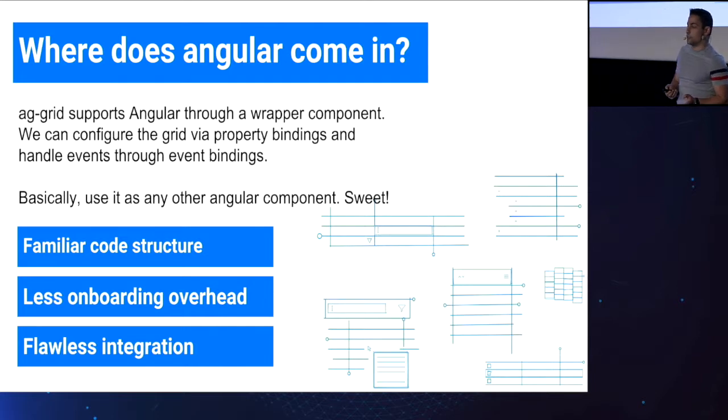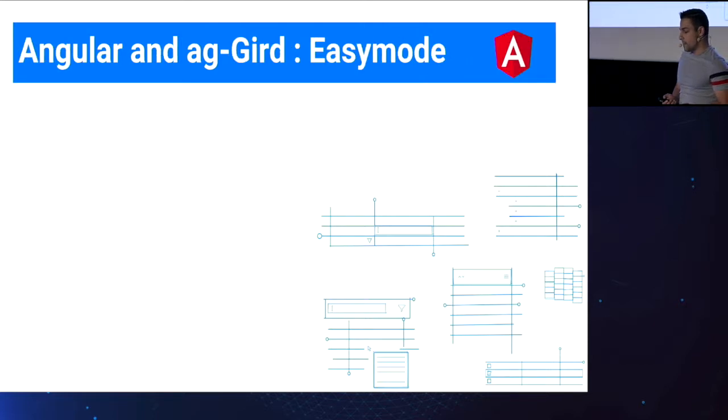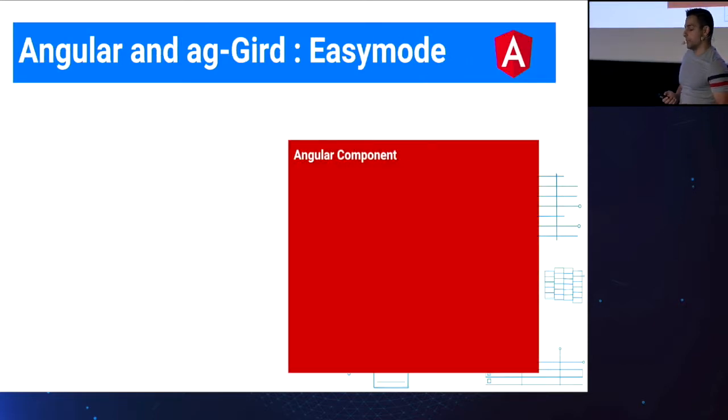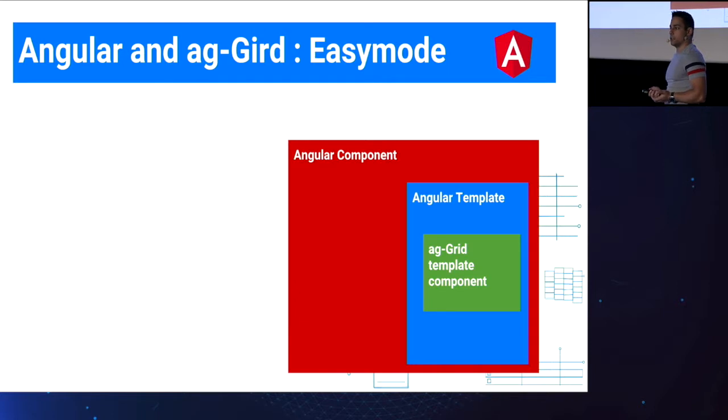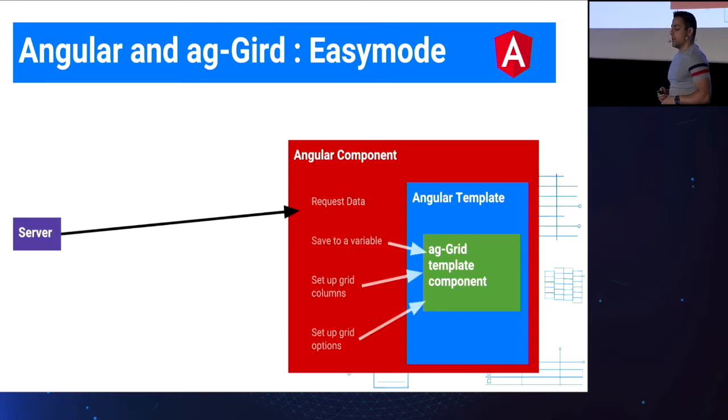The reason it works well with Angular is because it's familiar code structure, there's nearly no onboarding overhead, and it's a flawless integration, which you will see in a second. So what we'll do is build this. We'll have an Angular component and an Angular template, so HTML. And inside the HTML, we'll have an AG Grid Angular HTML tag. We will not connect a server, but we'll just pretend that there's a server. And we'll request data, save it in a variable, set up grid columns, so we actually have some columns, and set up some grid options later on.